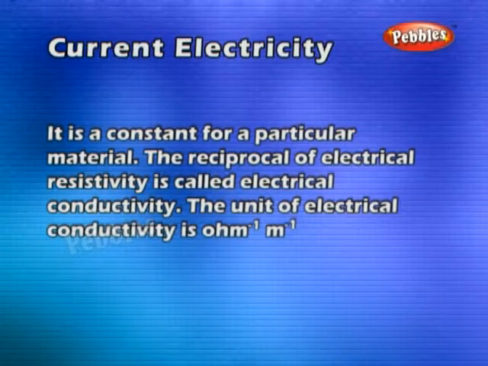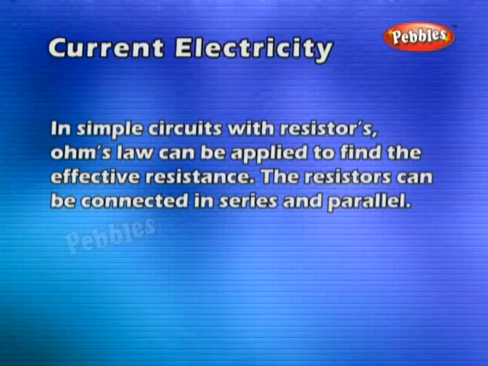The reciprocal of electrical resistivity is called electrical conductivity. The unit of conductivity is mho m⁻¹, or ohm⁻¹ m⁻¹. In simple circuits with resistors, Ohm's law can be applied to find the effective resistance. The resistors can be connected in series and parallel.